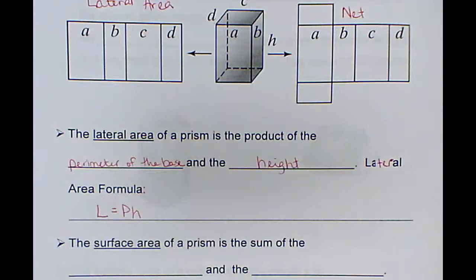It's kind of like if you think about a box or a can, it's like the wrapper, the stuff that goes around the outside, not on the top and the bottom, not the bases, but just kind of the sides. So that's the lateral area.